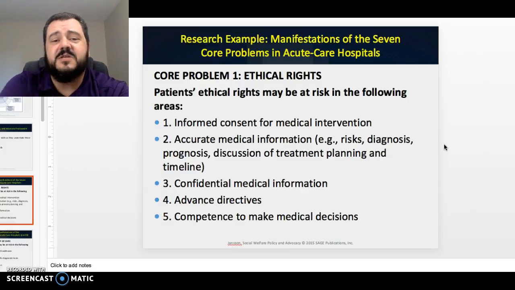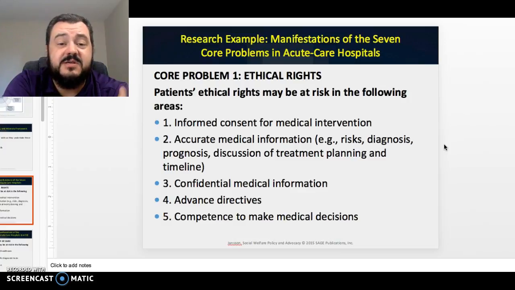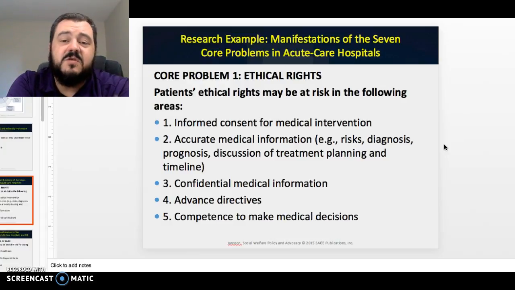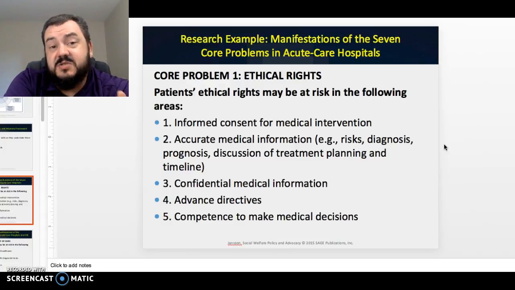So let's give you guys a quick example. We're going to go through some of the core problems in acute care hospitals, all 7 different core problems, and see some of the problematic risks that would be involved in each of the different core problem areas. So acute care hospitals, this is essentially just about any hospital. Most hospitals are acute care.